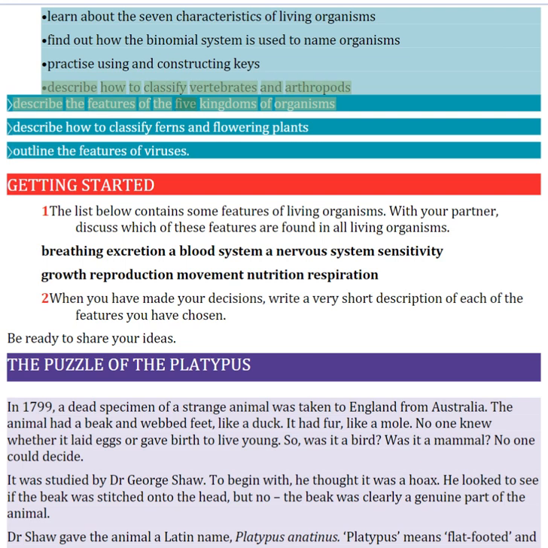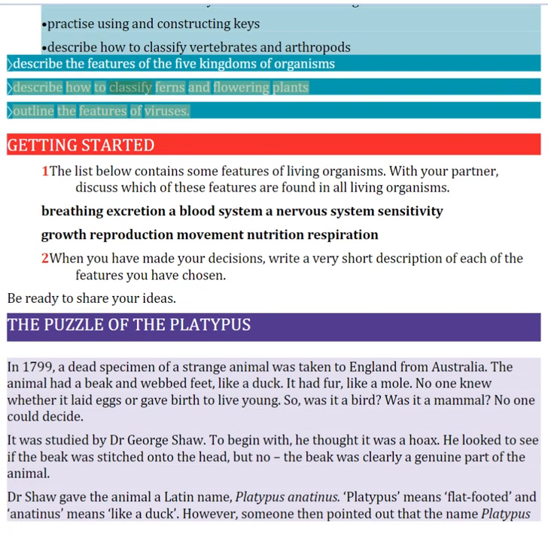Describe how to classify vertebrates and arthropods. Describe the features of the 5 kingdoms of organisms. Describe how to classify ferns and flowering plants. Outline the features of viruses.